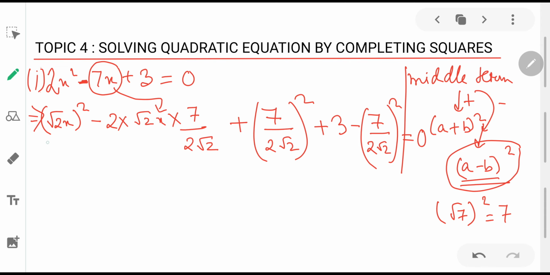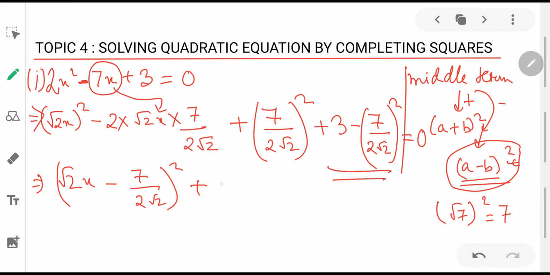Okay. Now this part, a square minus 2ab plus b square, we have expressed it in the form of (a minus b) whole square, which can be written as (root 2x minus 7 by 2 root 2) whole square, plus, let's solve the last two terms. 3 minus 7 square is how much? 49. And here what we have, 2 square means 2 into 2, 4, into root 2 square is how much? Root 2 square is 2. So 4 2s are how much? It is 8. So we will get minus 49 by 8 here.